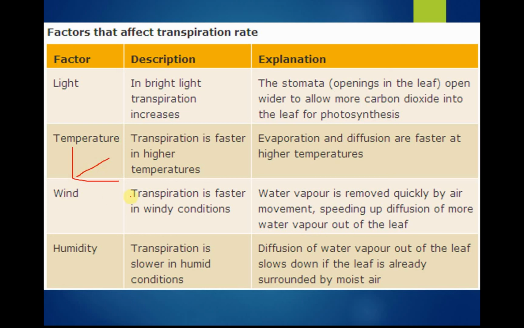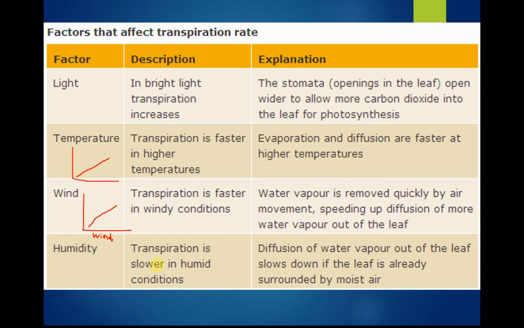Similarly with wind, when it's windy, you get a higher rate of transpiration because it's removing the water vapor away from the plant, so it's allowing diffusion of water vapor to be faster. So again, with wind on the bottom, the faster the wind, the faster the rate of transpiration. There's actually a bit of a kink here, but you don't need to worry about it. So the faster the wind speed, the more the transpiration will happen.